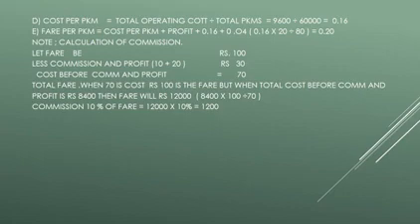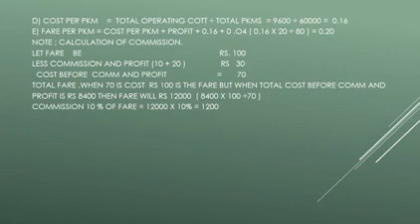Now we have to calculate total fare assuming this type. That is, when 70 rupees is the cost before commission and profit, rupees 100 is the fare. Then when total cost is 8,400 before charging commission and profit, then what will be the fare? So fare will be rupees 12,000.